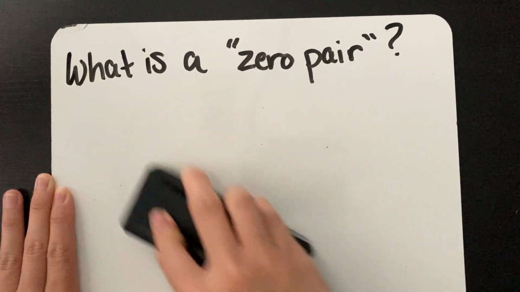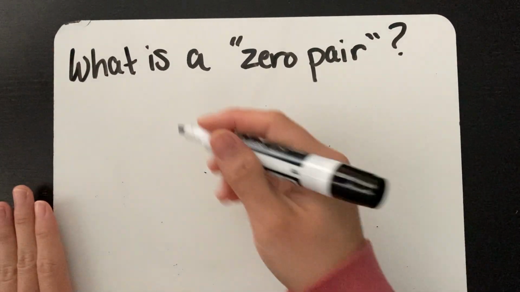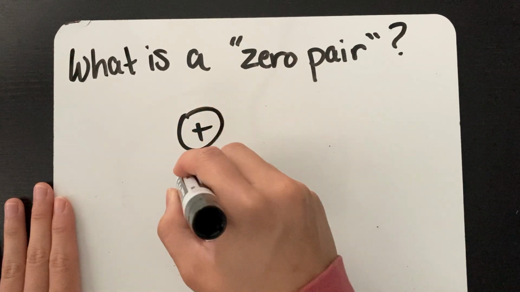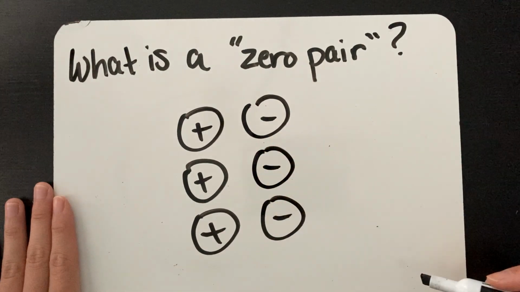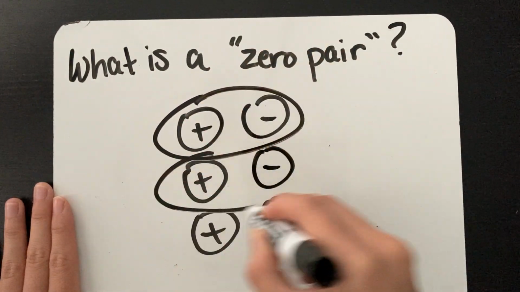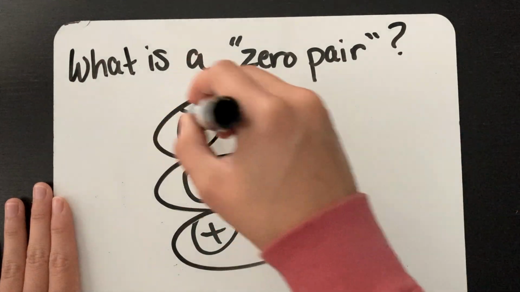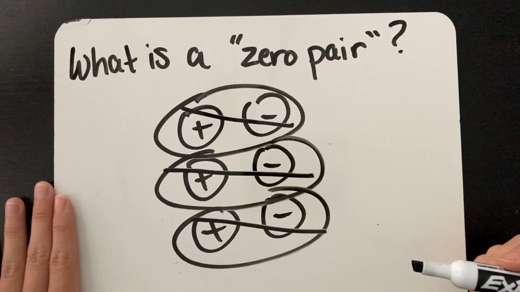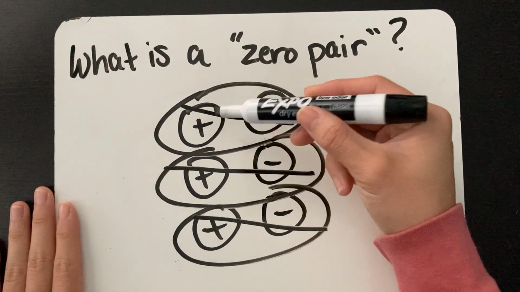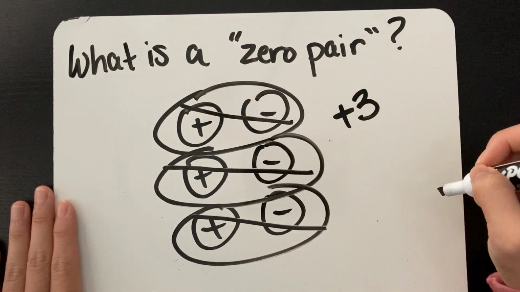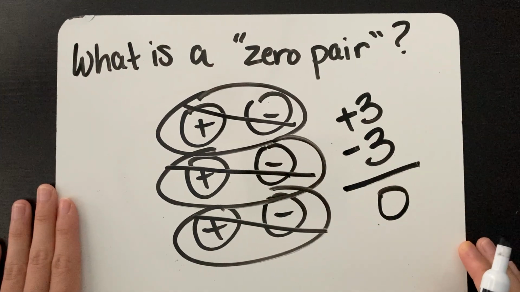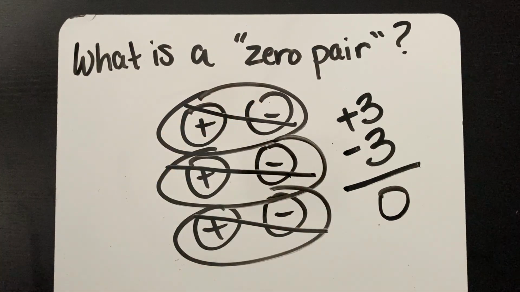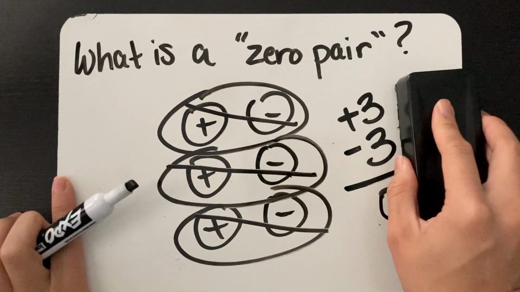We can have something more than just one counter. We could have 3 positive counters and 3 negative counters. We can make 3 zero pairs, 1, 2, 3, which each would have 0 value. If we wrote this using numbers, this is the same as a positive 3 and a negative 3, which we know are opposites. When we add these together, they equal 0. They have no value. So a positive counter and a negative counter kind of cancel each other out. You can think about it like charges in science. One positive, one negative will cancel each other out.